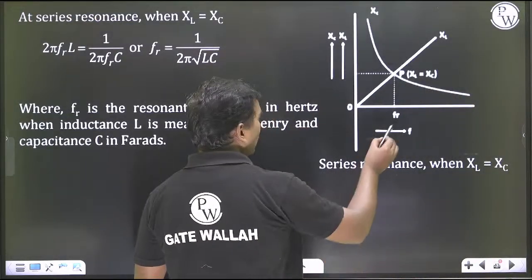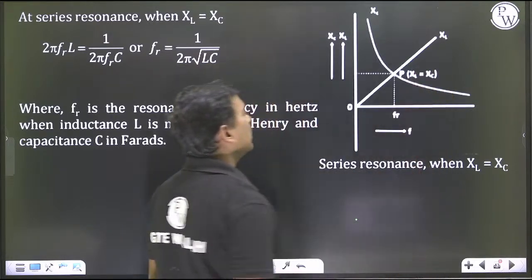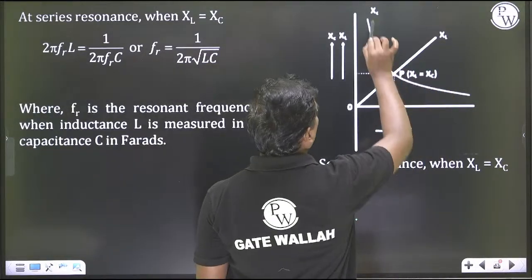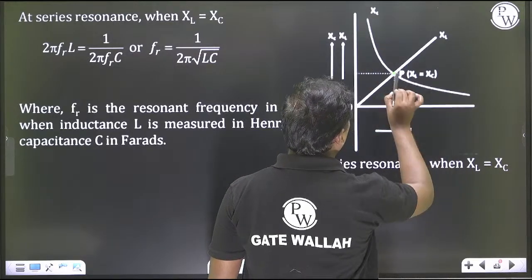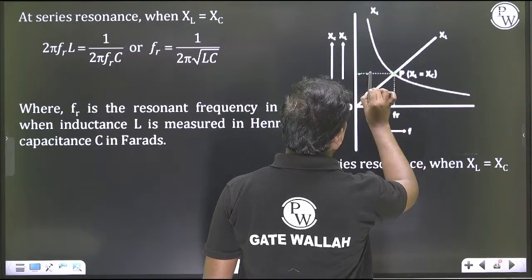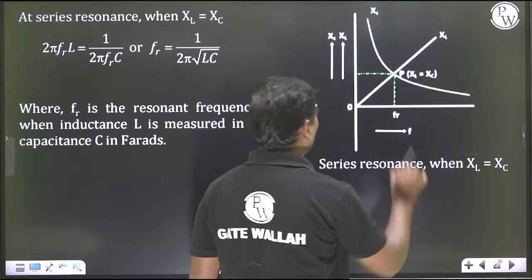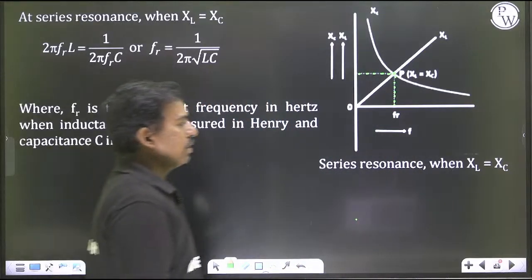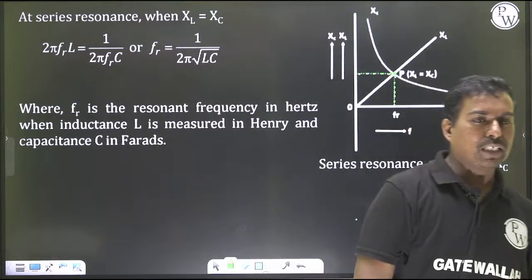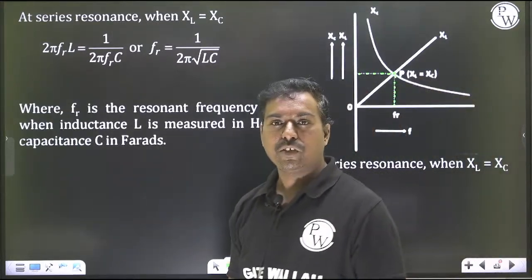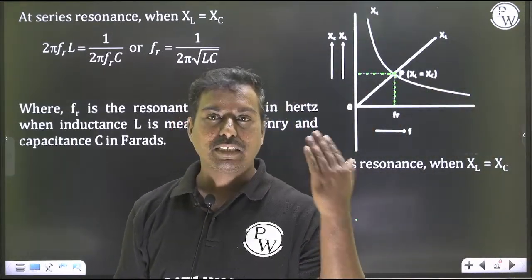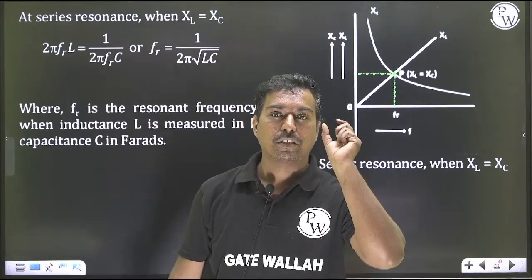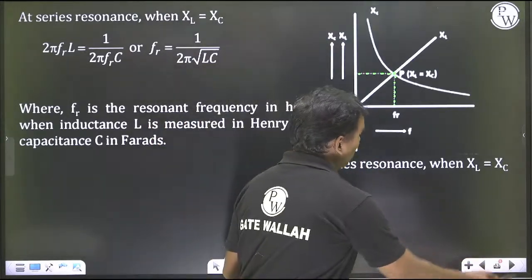As the frequency is increasing, the inductive reactance is increasing, and Xc is decreasing. At a particular point, called the resonant frequency, XL is equal to Xc. Series resonance happens. What does it mean? At that moment, the inductive reactance and capacitive reactance are exactly cancelled. Then the circuit has no inductance and no capacitance; only the resistance term will be there.